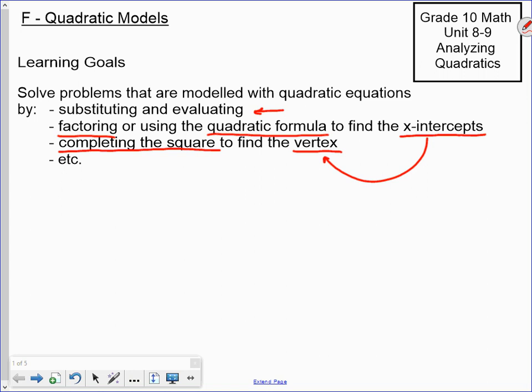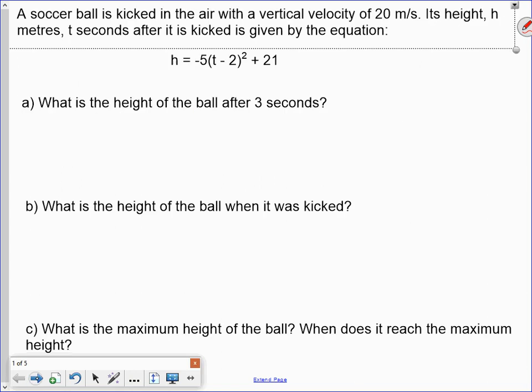Okay, so let's take a look at, I think we're going to do 3 examples here. Let's take a look at our first one here. So a soccer ball is kicked with a vertical velocity of 20 meters per second. Its height, h meters, t seconds after it is kicked, is given by the equation h equals -5(t minus 2) squared plus 21. And we're asked a series of questions about this situation. First question, what is the height of the ball after 3 seconds?